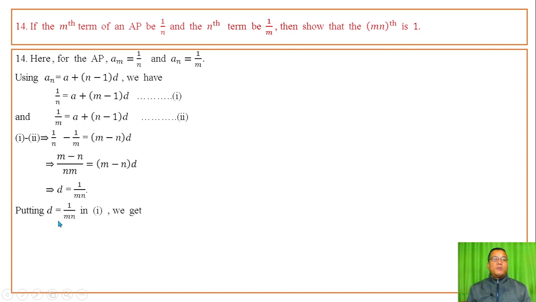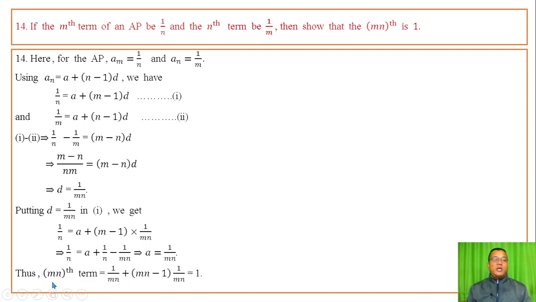Putting the value of d as 1 by Mn in equation 1, we have this. Solve it and we get 1 by Mn. Thus Mn term is what the value of A, 1 by Mn, and the Mn term is the value of D, 1 by Mn. Simplify, we have 1. Hence proved.